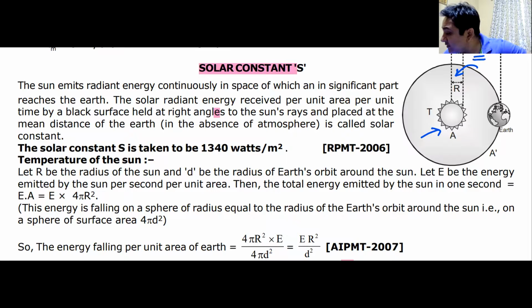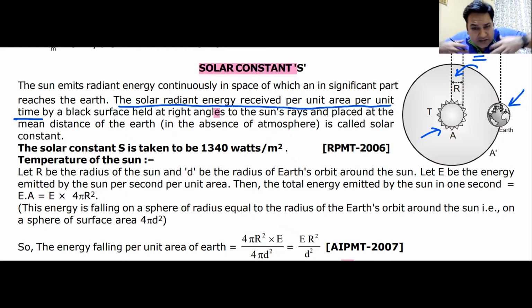Then d is the distance between the sun and our mother planet Earth. Do we see this? The sun is emitting energy. How much energy we are receiving per unit area, per unit time is known as the solar constant. How much energy Earth is receiving per unit area, per unit time, that is the solar constant. We are receiving 1340 watts per meter square.